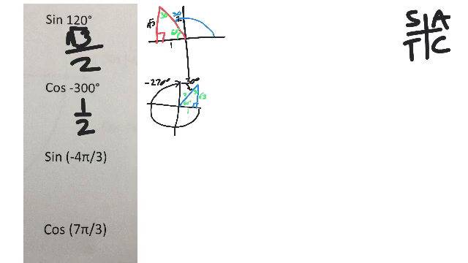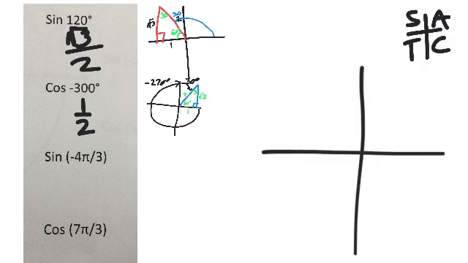Okay, next we're going to find sine of negative 4 pi over 3. So because it's negative, I know I'm rotating clockwise, okay? And I'm dividing it into thirds. So this would be negative 1 pi over 3, negative 2 pi over 3, negative 3 pi over 3, or negative pi puts me here. Now negative 4 pi over 3 is going to put me here in the second quadrant.